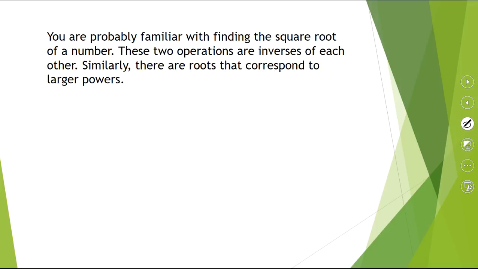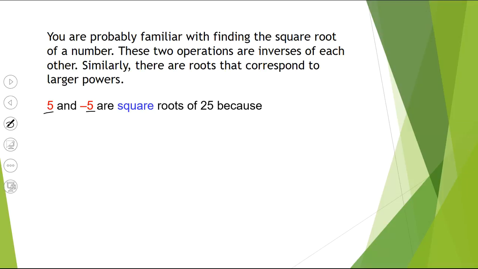Okay, this lesson's about expanding on knowledge that you already know. So, for instance, something like this, you should already be familiar with. We've covered this in the past, but it says that 5 and negative 5 are square roots of 25. Now, that's true. There are two numbers here that are technically square roots of 25.